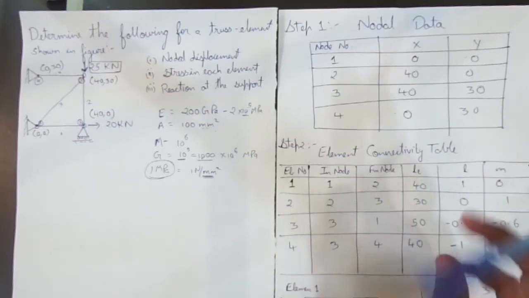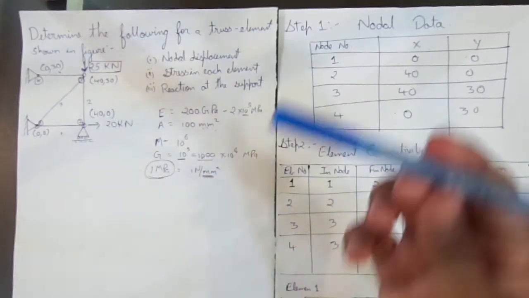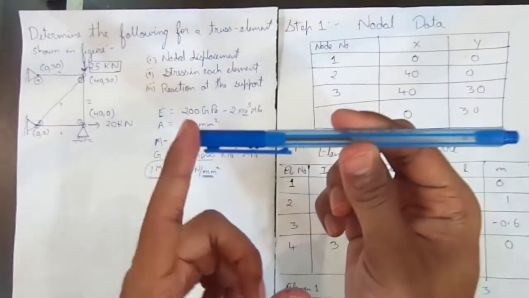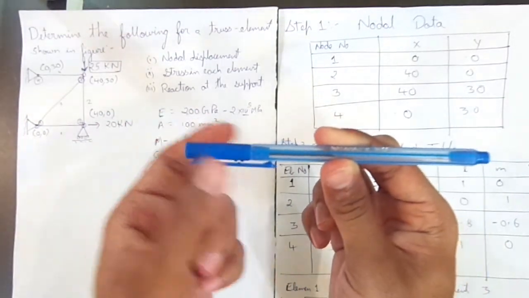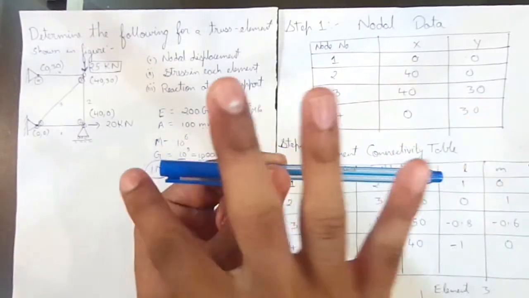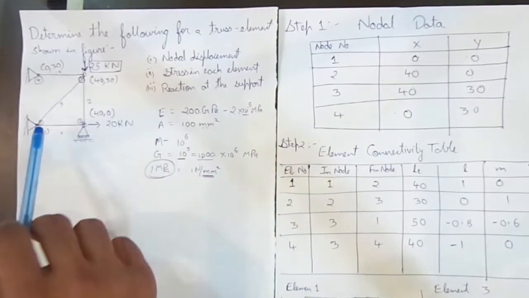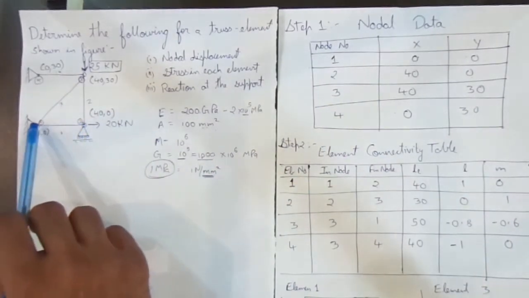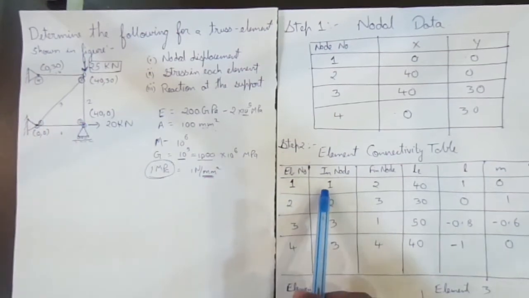Now what is initial and final node? Let's see if this is your pen, right? This is one element. So it is starting from here, there is one node here. So this is initial node, and at the end there is one node. So this is final node. This way. So initial node, final node. Similarly, element 1. Now see this figure. This is your element 1, right? So initial node is 1. Final node is 2. That's why you have written initial node 1, final node 2.